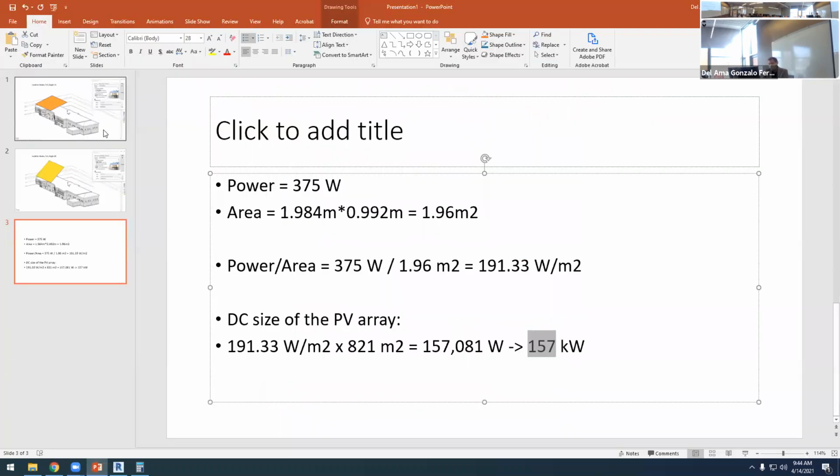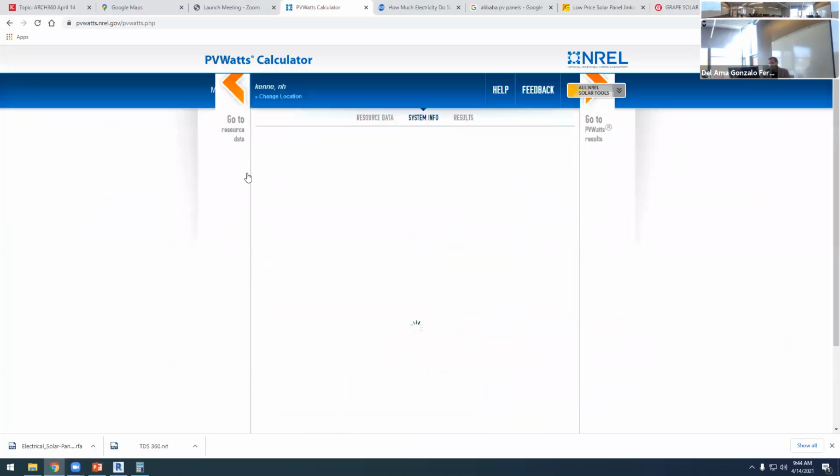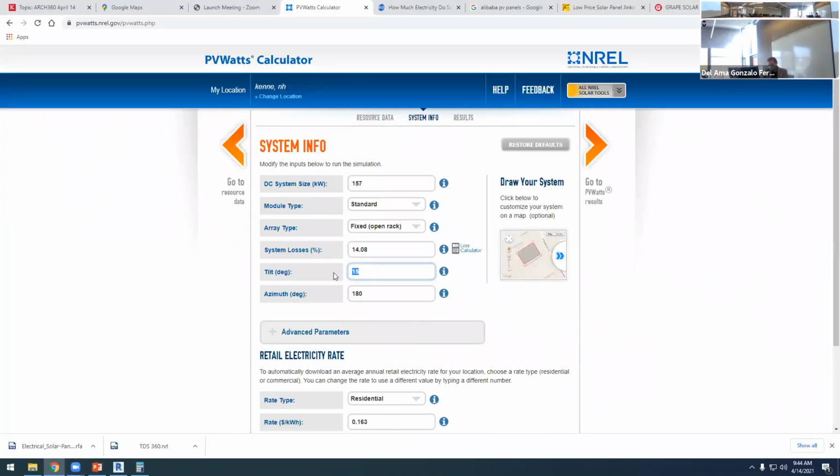What was the yield of this according to PV watts? It is 191. Well, it's not bad. This is 179, this is 191. And now we are going to do the same with a different one, now with 40.